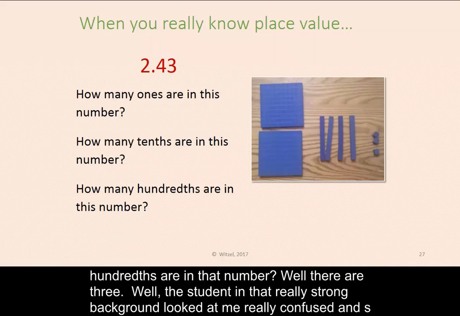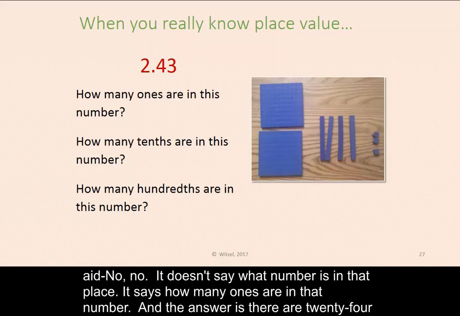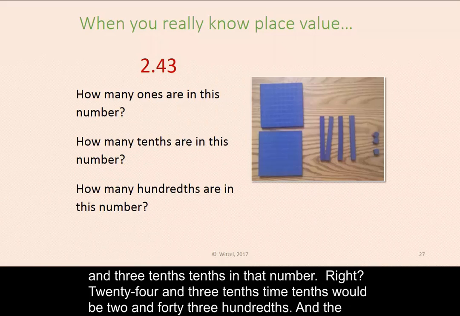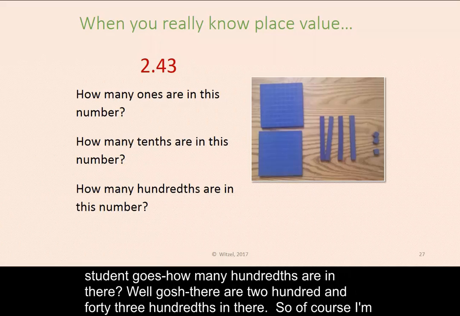And there's 3. Well, the student who had a really strong background looked at me really confused and said, no, it doesn't say what number is in that place. It says how many ones are in that number. And the answer is there are 2 and 43 hundredths ones in that number. The tenths, there are 24 and 3/10 tenths in that number, right? 24 and 3/10 times tenths would be 2 and 43 hundredths. And then the student goes, how many hundredths are in there? Well, gosh, there's 243 hundredths in there. So, of course, I'm sitting there going, oh my gosh, I love it.